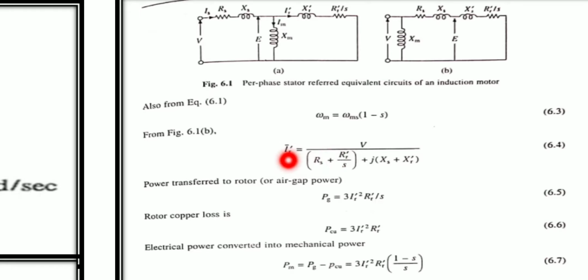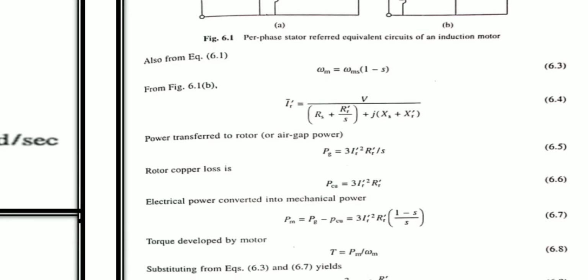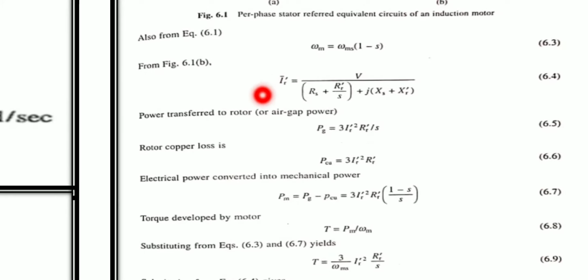So now how will we write the current? IR dash is equal to the terminal voltage V divided by RS and RR dash divided by S, which are connected in series, plus j times the reactance terms, XS plus XR dash itself. As we know, this is the resistance part plus the reactance part itself. So this will give the current. Which current? The rotor current, which is referred to which side? The stator side itself.